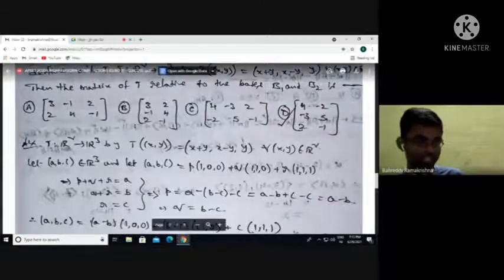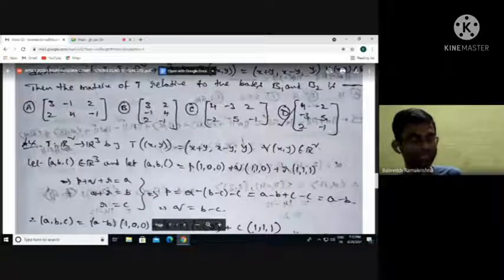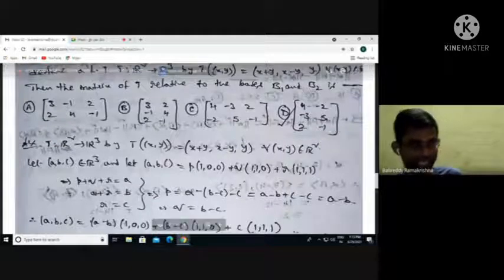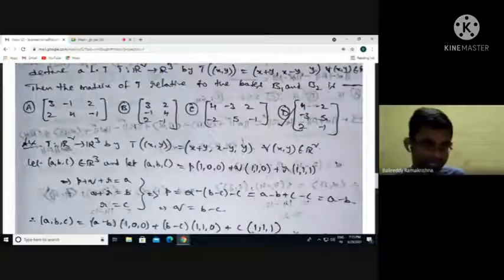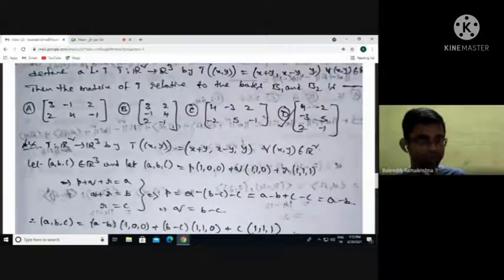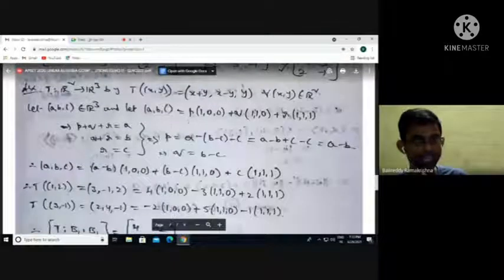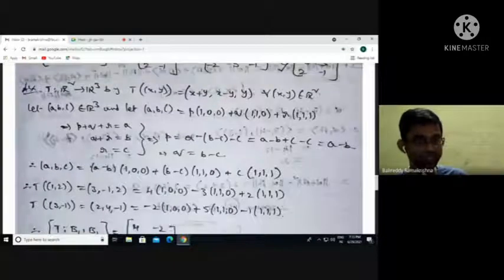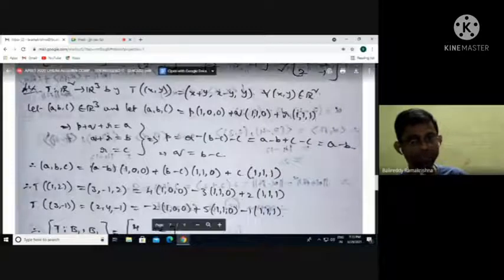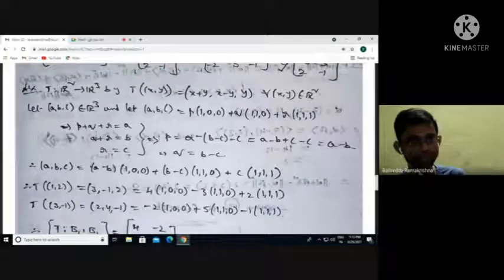So first we have to take an element in R cube, say (a, b, c) belongs to R cube, and let this (a, b, c) be written as a linear combination of this basis element B2. Namely, it can be written as p into (1, 0, 0) plus q into (1, 1, 0) plus r into (1, 1, 1). Now solving this, we get three equations: p plus q plus r is equal to a, q plus r is equal to b, and r equal to c.